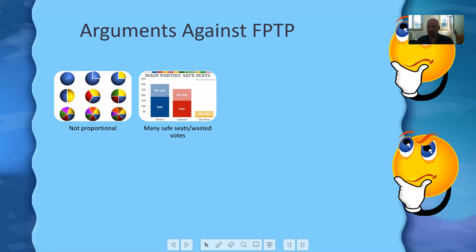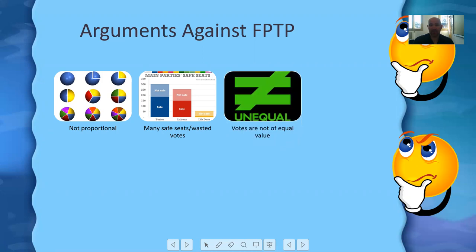I support this party, but where I live, this party always wins. It's a safe seat. There's no point in me voting. My vote is wasted. And how democratic can you really say a country is if you get people saying there's no point in me voting in my particular area? And this leads to the fact that not all votes are of equal value.